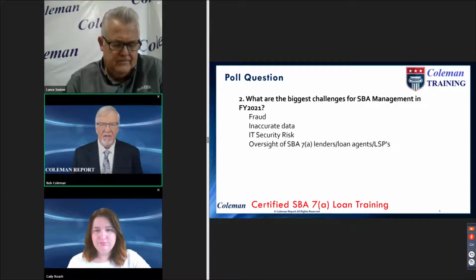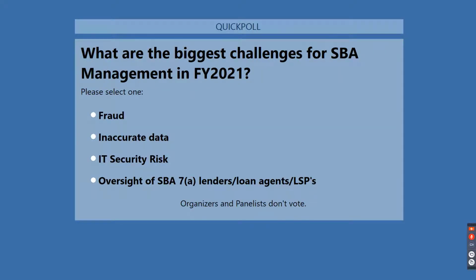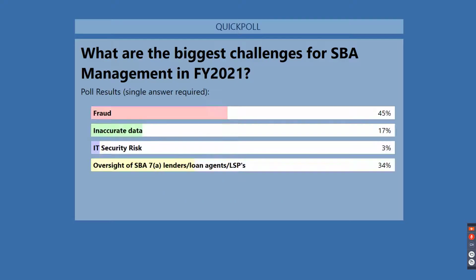This comes from the SBA. Every year they issue the top challenges they believe SBA management is facing. When I say SBA management, I'm talking about the government. These are all challenges, so we all understand they're all correct answers. But they prioritize them, and they got it right.